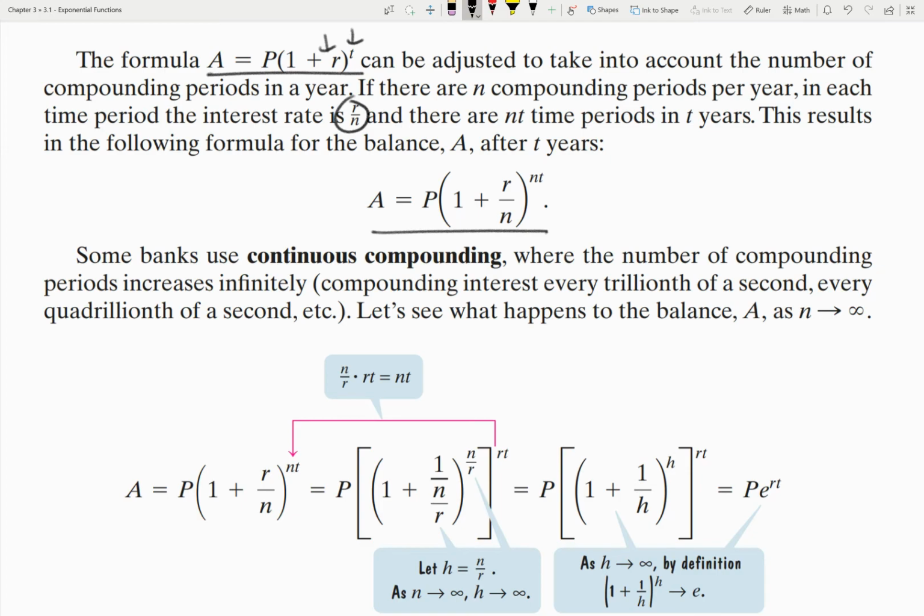But now, if you do this all the time, think about n. Compound once a month, compound once a day, compound once an hour, a minute, per second, every half second and quarter second. So you can keep compounding more and more and more. And then you get to something called continuous compounding, where the number of compounding periods increases without bound.